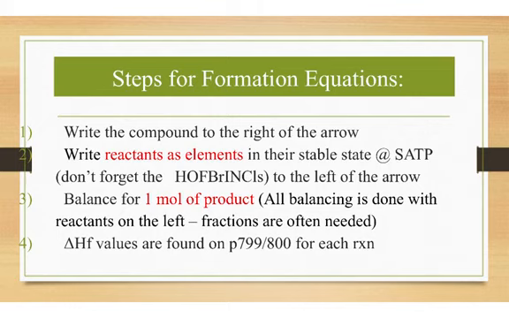In step three, I have to balance for 1 mole of product. All balancing is done on the reactant side, or the left side of the arrow, and this is really important because if I don't do this, I can't go to step 4. Step 4, I can solve for the delta H for my particular reactions by looking on page 799 and 800, but these values are per 1 mole. So if I don't balance for 1 mole of product, I can't look up delta HF values. F just stands for formation. And if I can't look up what delta H is, I can't solve the problem. So that is an issue. So that's stage one. Follow these 4 rules.